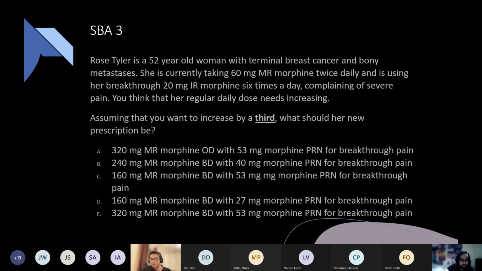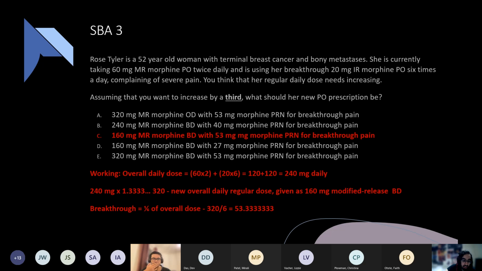Right, so most popular option is C followed by A. Okay. Perfect. So let's talk through those. So C is the correct answer. People who went for A, you've got the right amount. Just remember, morphine, generally, the regular morphine is split between 2 daily doses because modified release works for about 12 hours. So you've got the right answer. Just remember that it's usually BD.